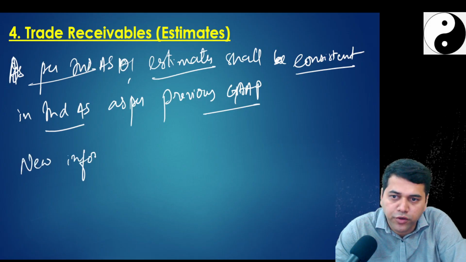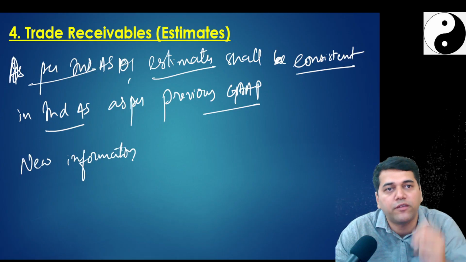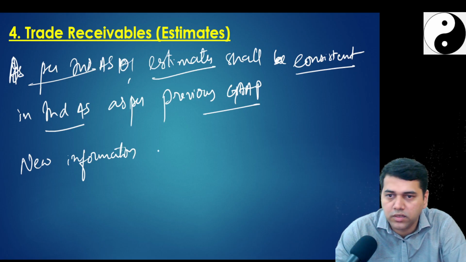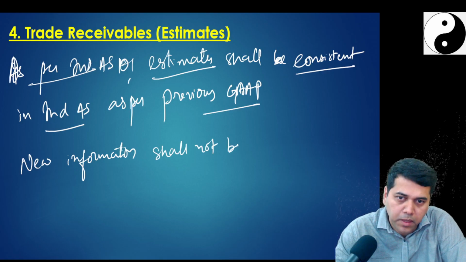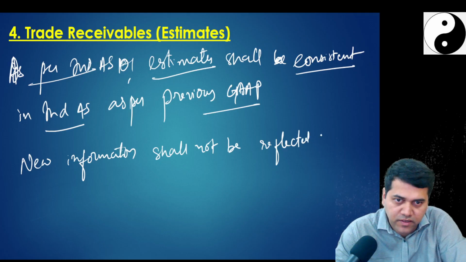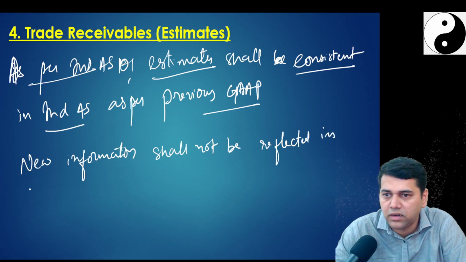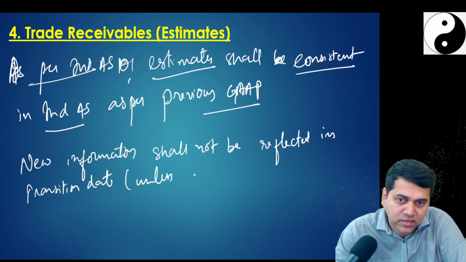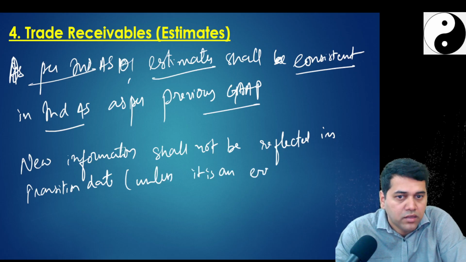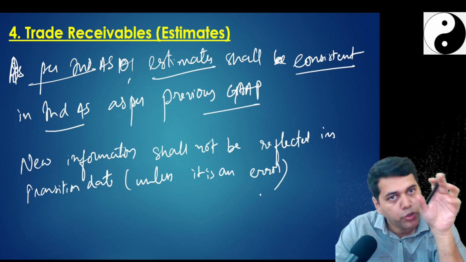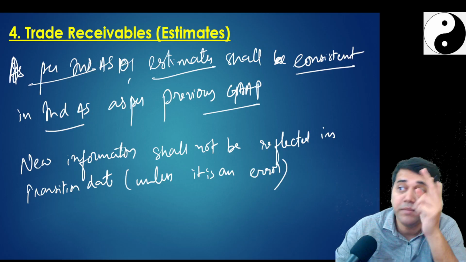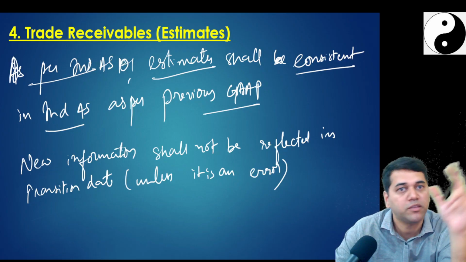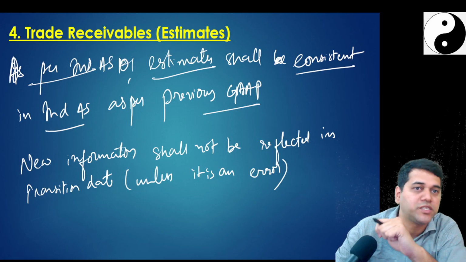If you get new information, for example, you came to know today that its fair value is 25,000, it shall not be reflected in the transition date unless it is an error. Say the situation was actually 25 only and you made a mistake. Then Ind AS 8 becomes applicable to you. It will say that if there was a mistake, actually in your provision, then you could correct it.